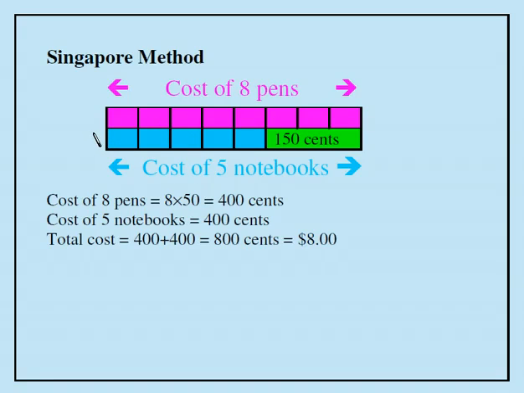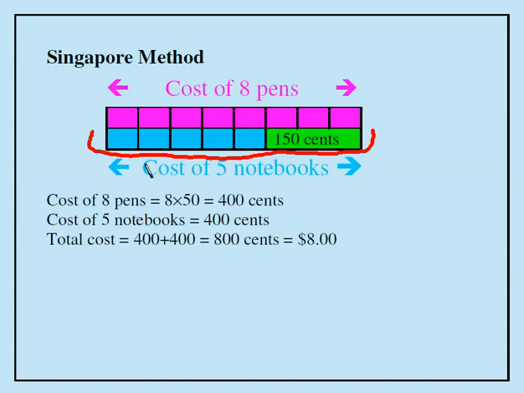And the bottom part represents the price of 5 notebooks. Now note that each notebook costs 30 cents more than a pen. So I bought 5 notebooks, so each notebook is worth the price of a pen plus 30 cents. Another notebook is worth the price of a pen plus 30 cents. Now if you collect all the 30 cents and put them here, you'll get 150 cents.